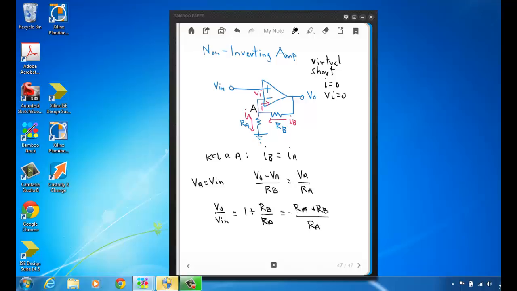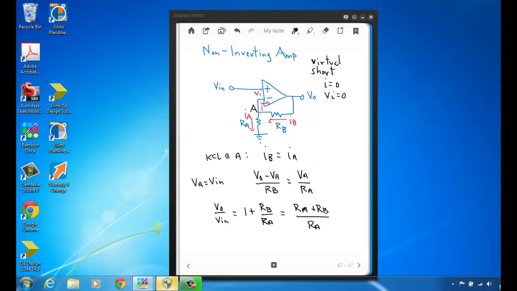Okay, so you can see that the closed loop gain here for this non-inverting amplifier has no negative sign, so no inversion is taking place, so that's why it's called non-inverting. So your output and your input voltages are going to be in phase. Okay, if your input voltage is positive, the output's going to be positive. If your input's negative, the output's going to be negative.